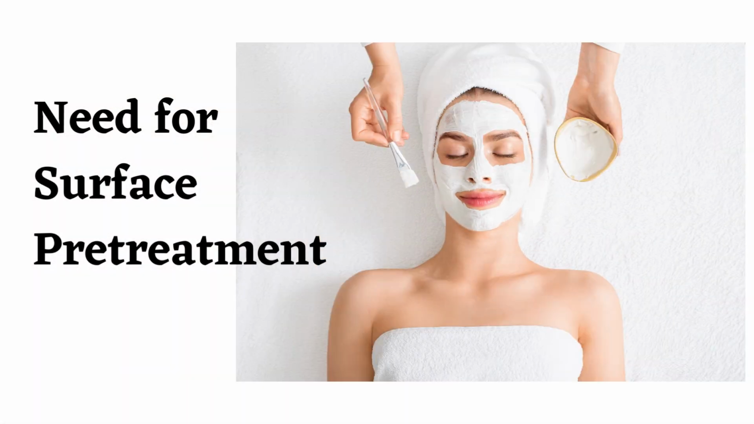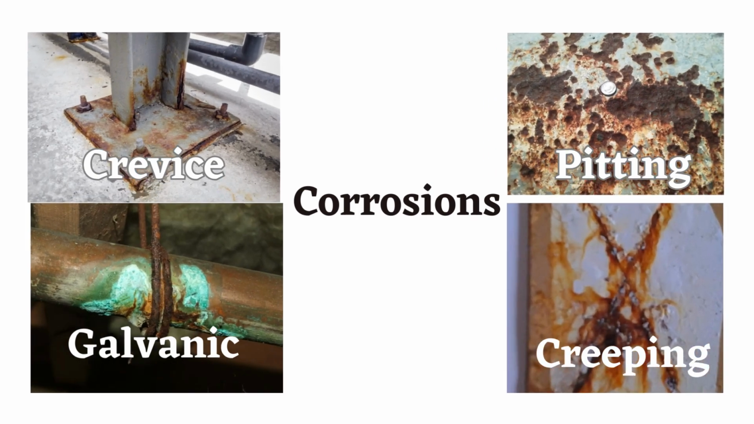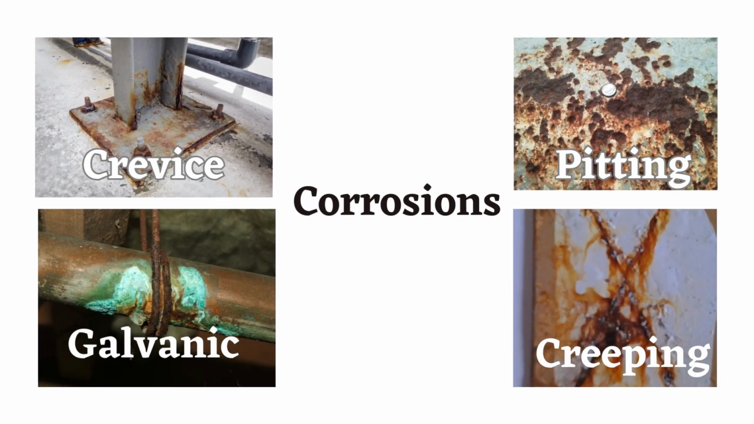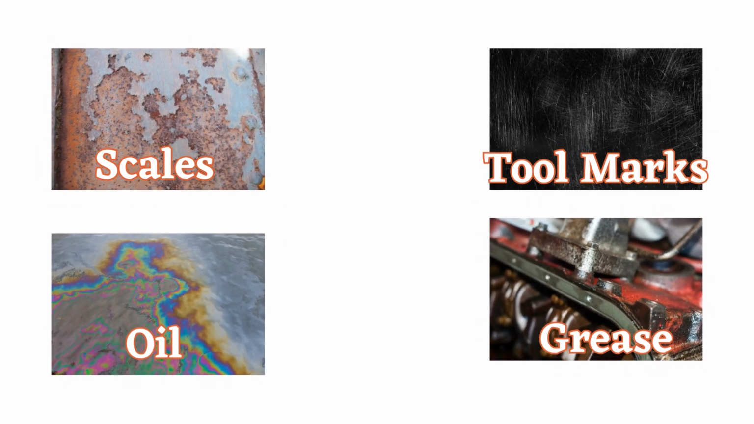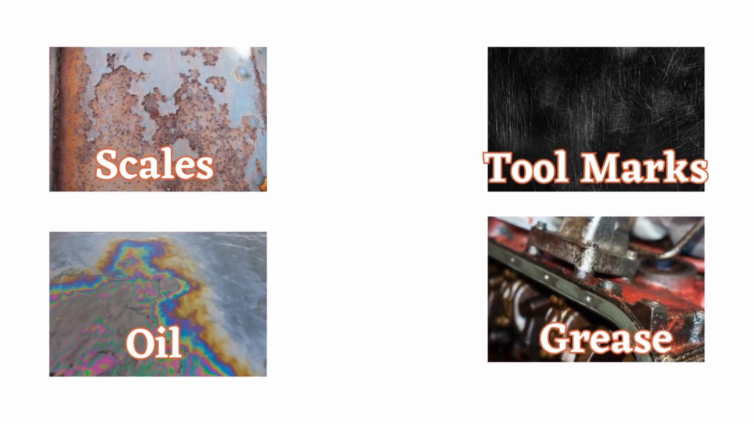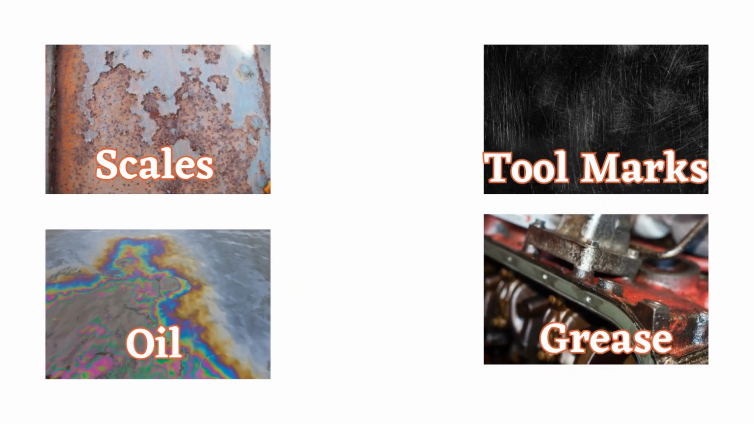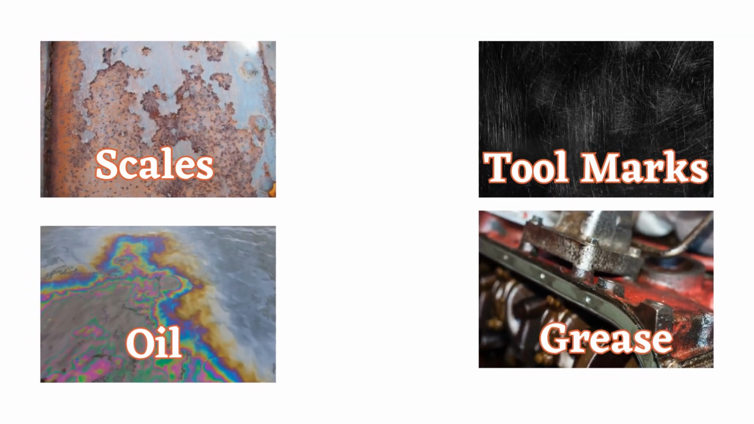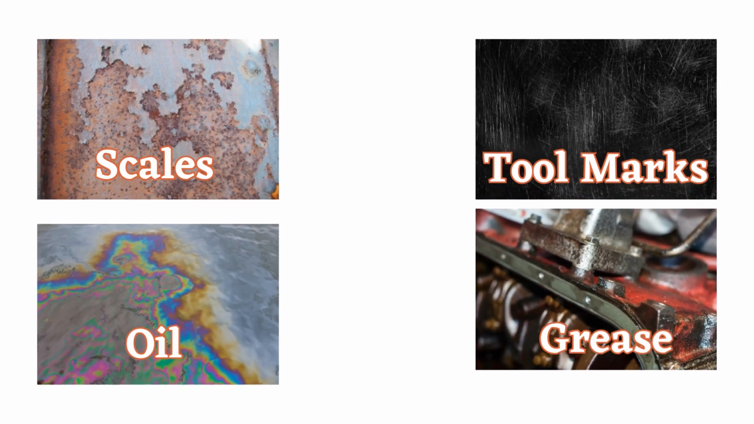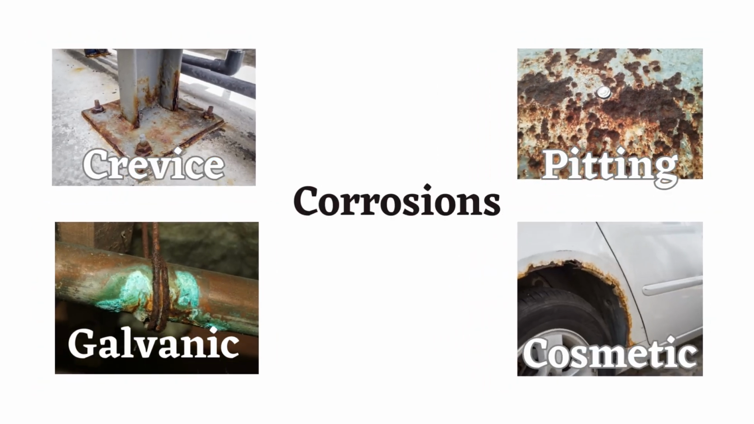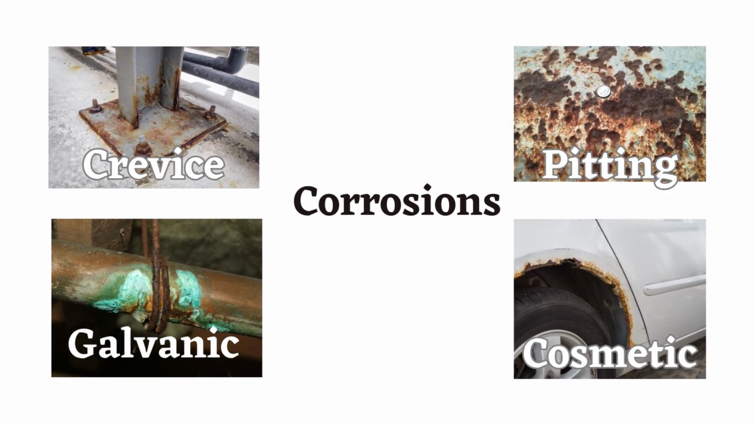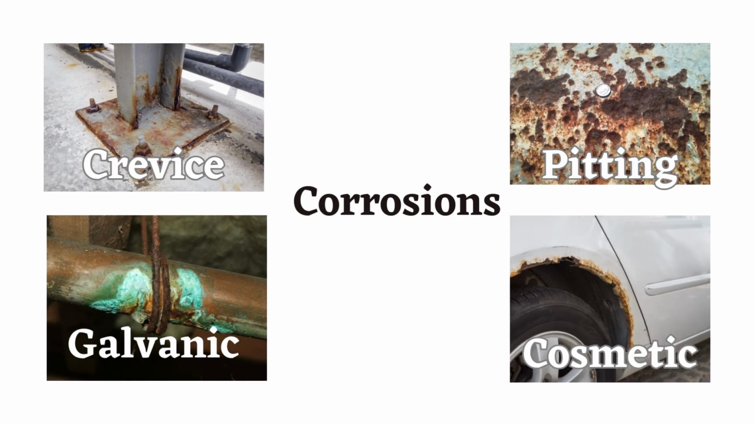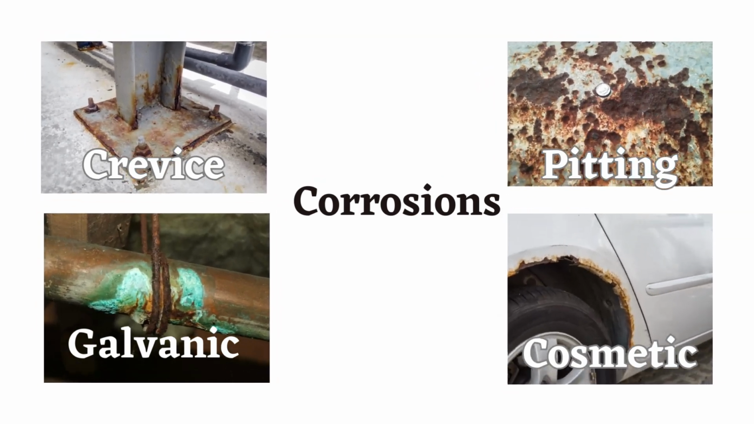Need for surface pretreatment. A metal surface should be free from crevice, pitting, galvanic and creeping corrosions, or also scales, tool marks, oil, grease and dirt in any form prior to chemical conversion coating. There are different types of corrosion, namely crevice, pitting, galvanic and cosmetic corrosions.